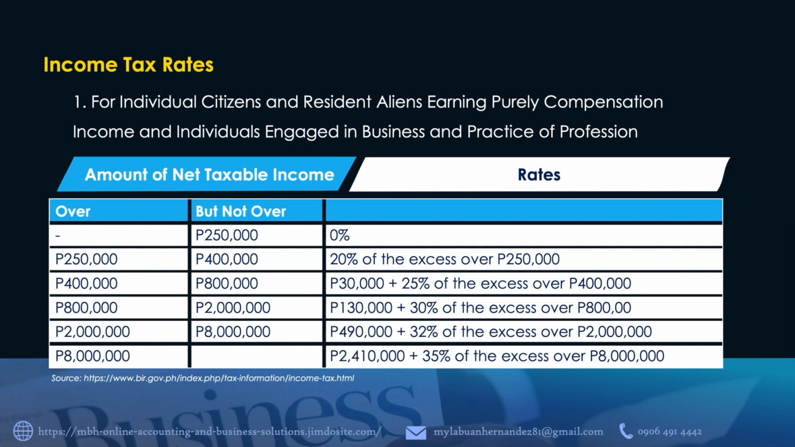For those individuals earning over 2 million but not over 8 million, the tax shall be 490,000 plus 32% of the excess over 2 million. And lastly, for those individuals earning over 8 million, the tax should be 2,410,000 plus 35% of the excess over 8 million.